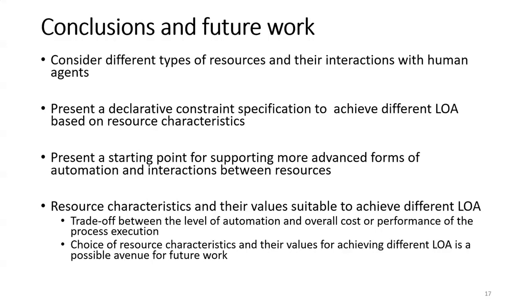it would lead to a completely manual automation, whereas very low would probably result in low accuracy. So the choice of these resource characteristics and the values for achieving different levels of automation is a possible avenue for future work that we would like to explore.